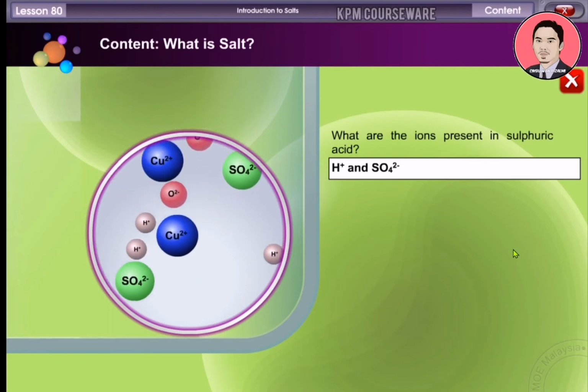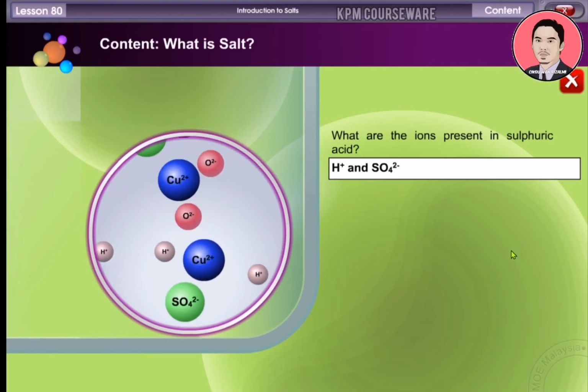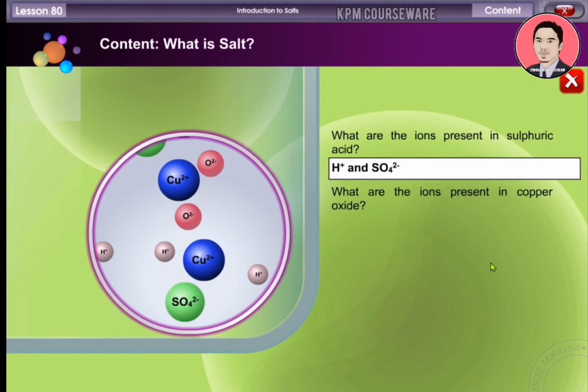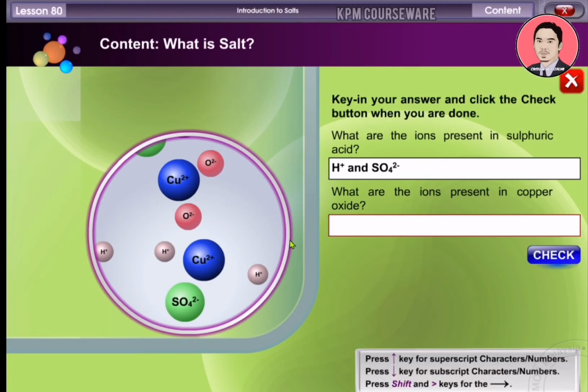Now, copper 2 oxide is added to sulfuric acid. What are the ions present in copper 2 oxide? Key in your answer and click on the check button when you are done.